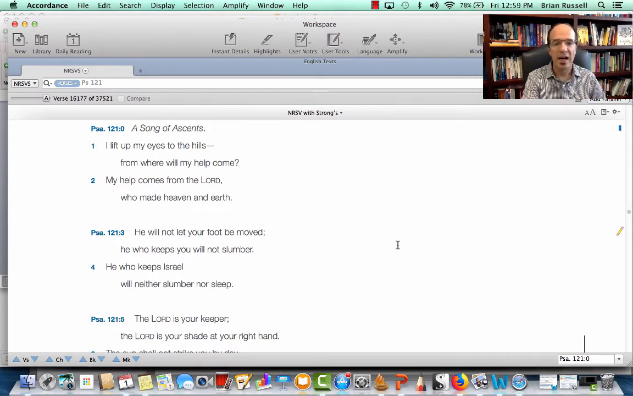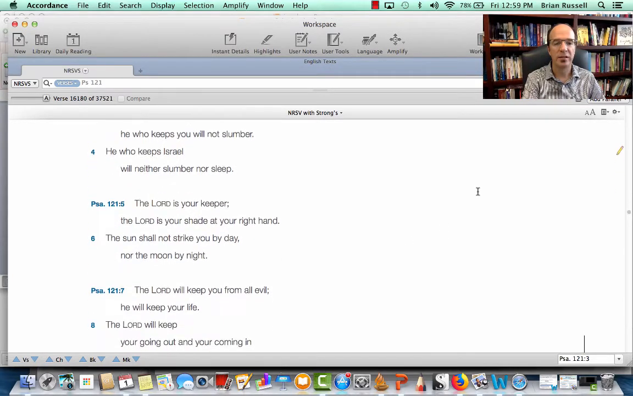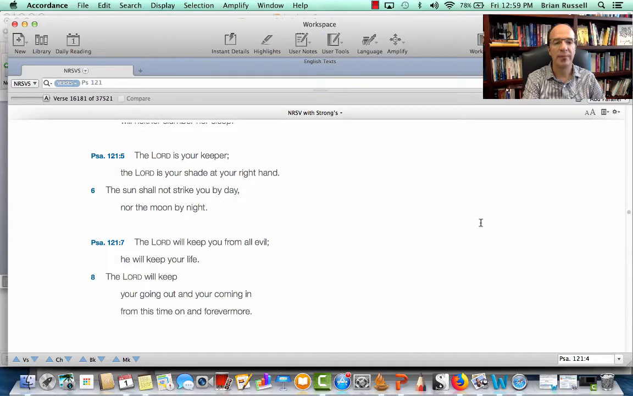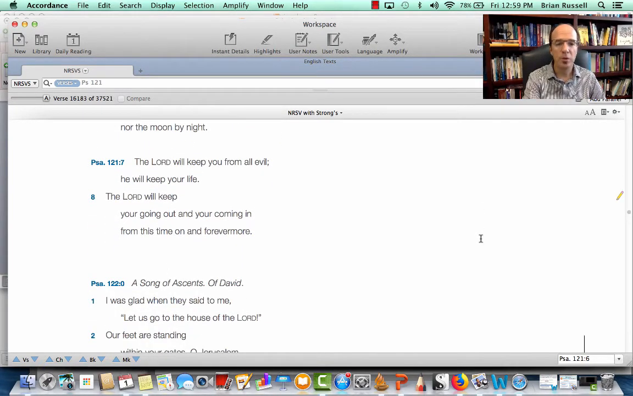I lift my eyes to the hills. From where will my help come? My help comes from the Lord who made heaven and earth. He will not let your foot be moved. He who makes you will not slumber. He who keeps Israel will neither slumber nor sleep. The Lord is your keeper. The Lord is your shade at your right hand. The sun will not strike you by day, nor the moon by night. The Lord will keep you from all evil. He will keep your life. The Lord will keep your going out and your coming in from this time on forevermore.